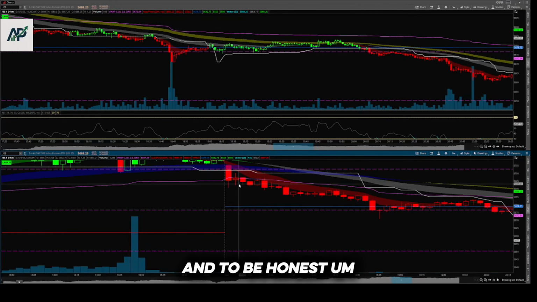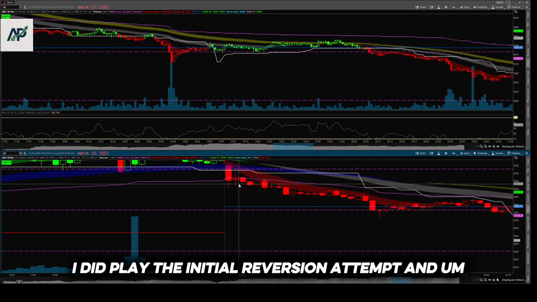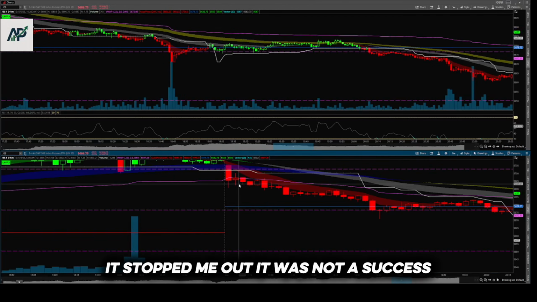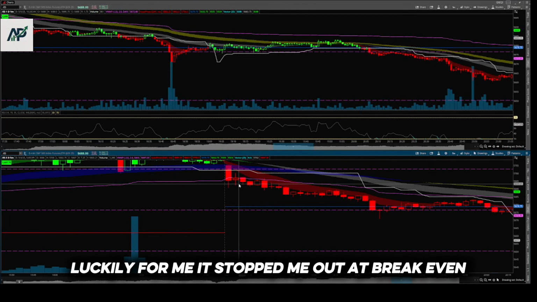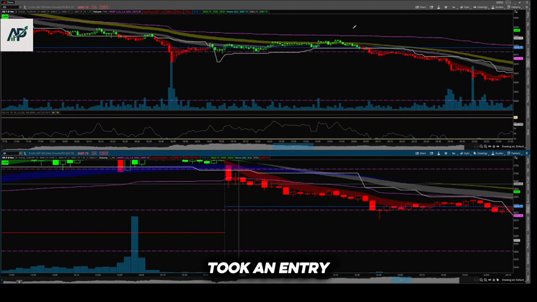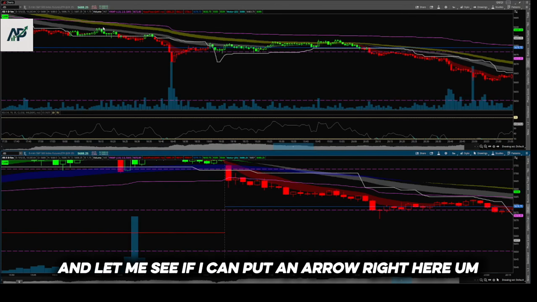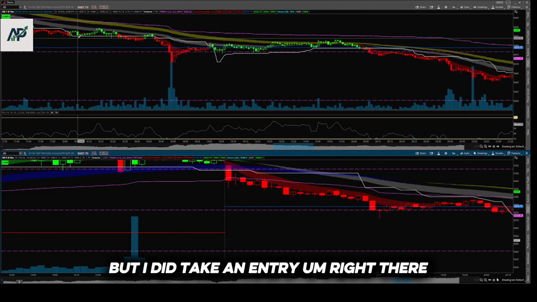And to be honest, there was a signal. I did play the initial reversion attempt, and it stopped me out. It was not a success. Luckily for me, it stopped me out at break even. But I took an entry, and let me see if I can put an arrow right here. But I did take an entry right there.